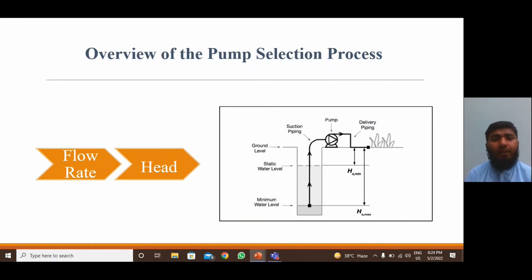While on the other hand, where a high flow rate is required and there is no need to deliver water on such a high head, then we will prefer a centrifugal pump, because these pumps are efficient when high flow rate is concerned. This is the short overview of pump selection criteria for these solar water pump systems.